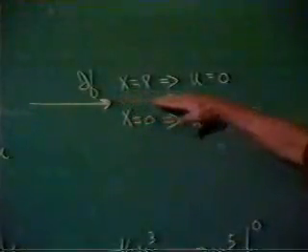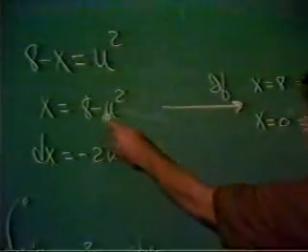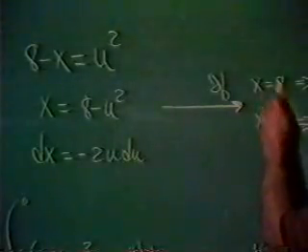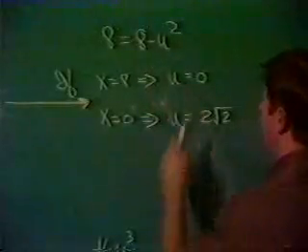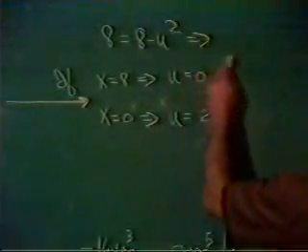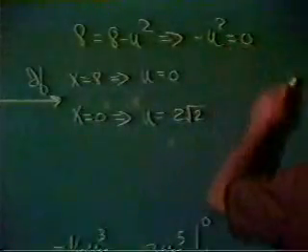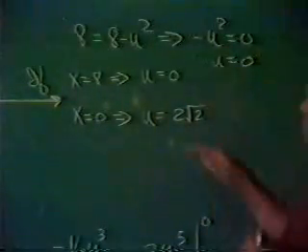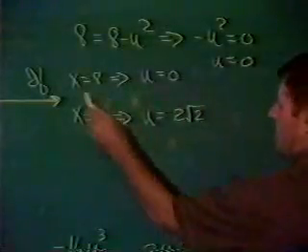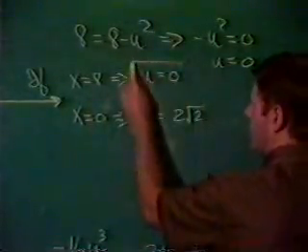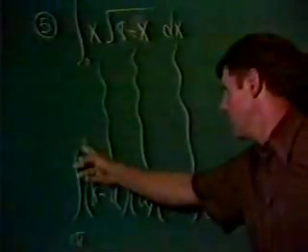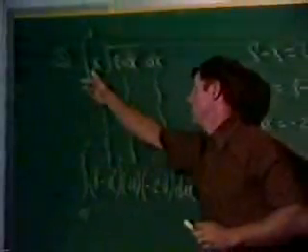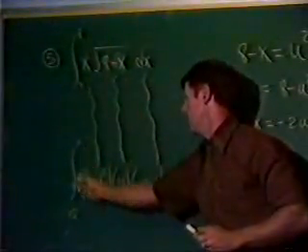Okay, if x is 8, then here's our expression. We replace x with an 8. Solve this equation for u. That says minus u squared is equal to 0, and that says u would be 0. So when x is 8, u is 0. So that must be my top limit right here. When we had the variable x, the top limit was 8. When we have the variable u, the top limit is 0.